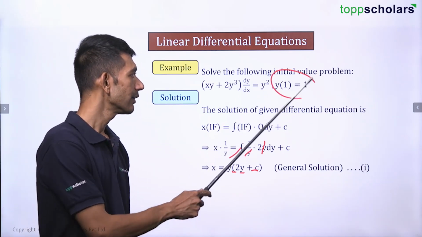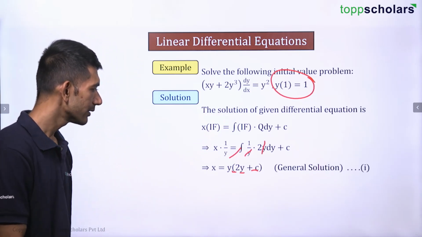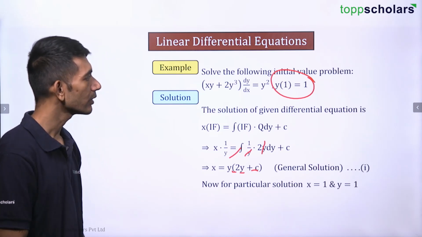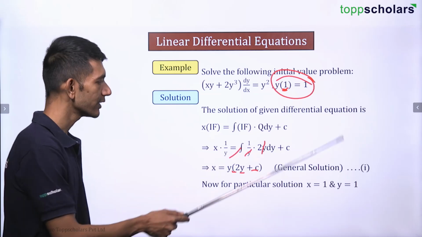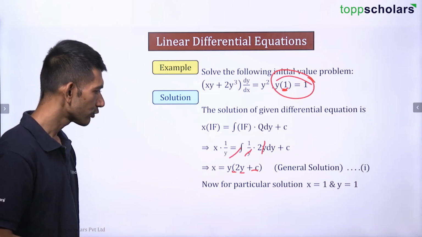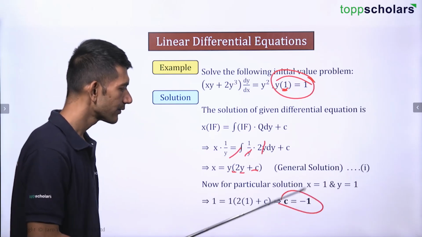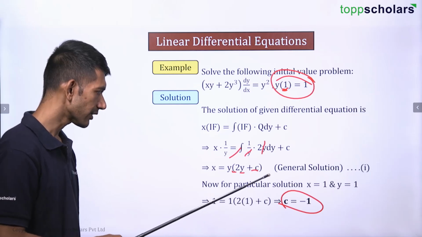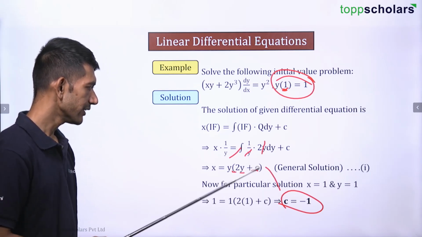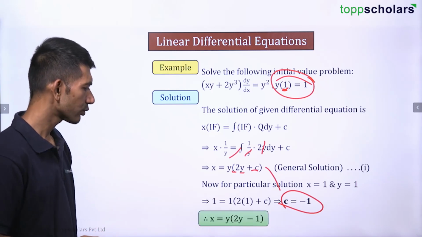But here we have y(1) = 1, right? So definitely to find the particular solution, x is 1 and y is also 1, right? So put x as 1, y as 1, you get the value of c. Once you get the value of c, you have to substitute it in the general solution again. That is minus 1. So put it there, you get x is equal to y times 2y minus 1, right?